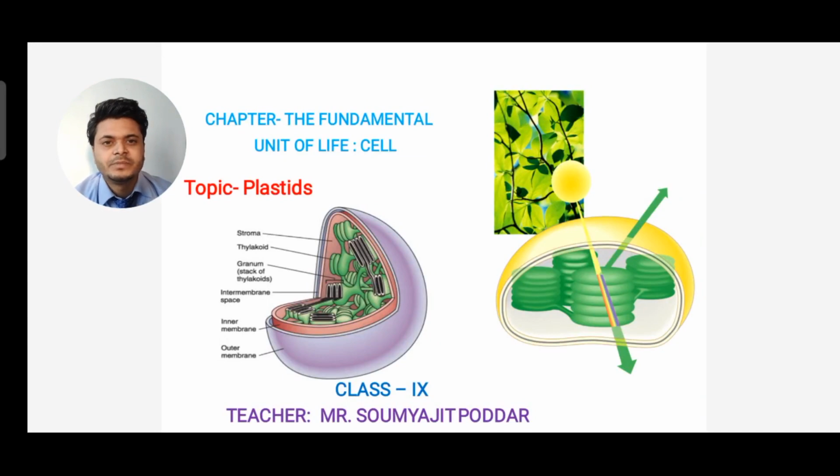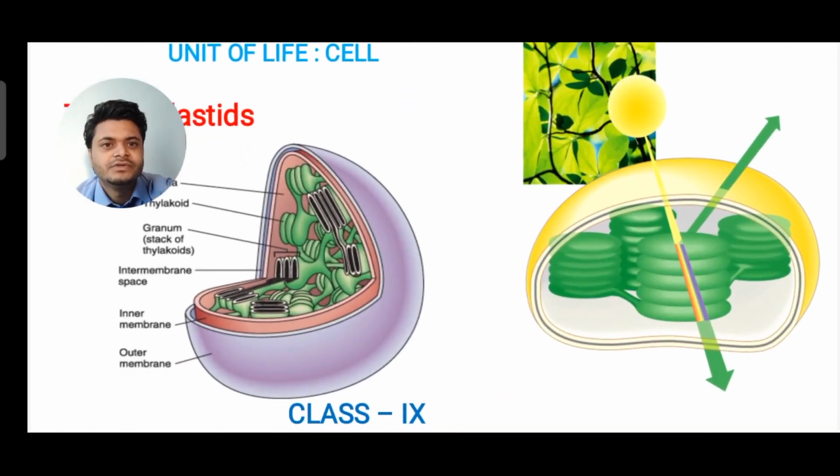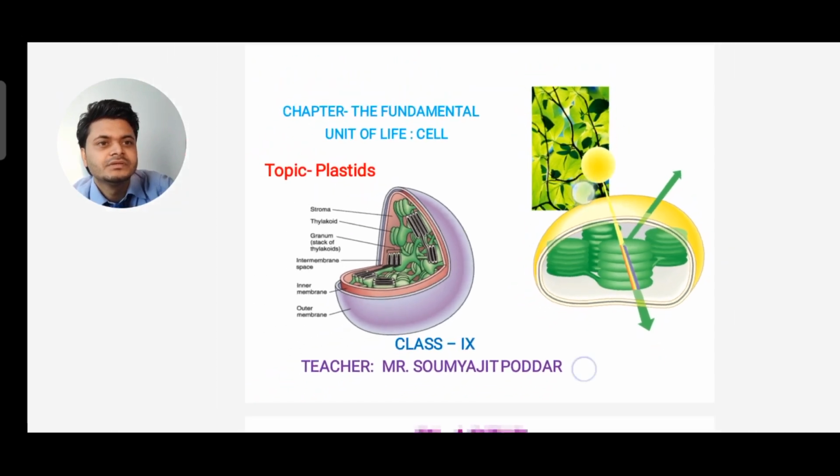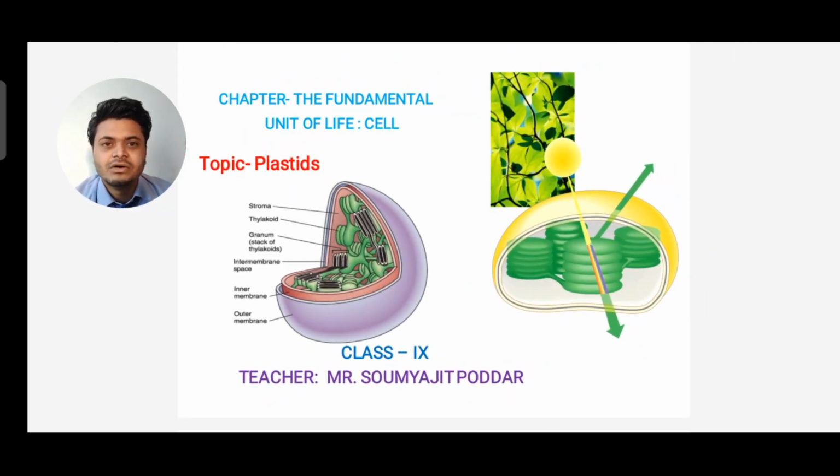So let's start with the topic plastid. You can see a very good diagram I have given. You can see different parts of the plastid: the stroma, the thylakoid, the grana, the stacks of thylakoid are the grana, the intermembrane space, the inner membrane and the outer membrane. So plastid is a cell organelle which is present only in plants, and this is used in photosynthesis. So we'll come to different types of plastid.